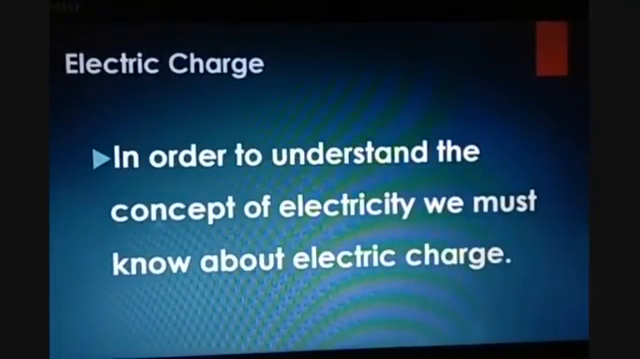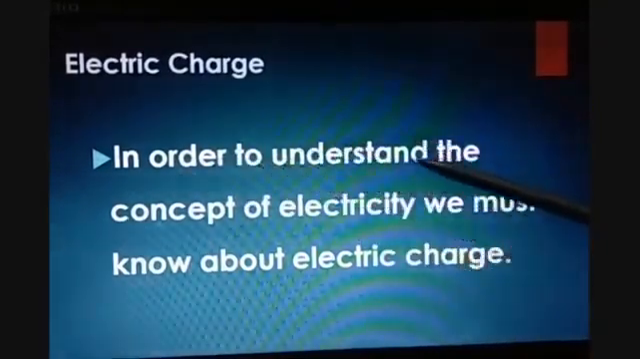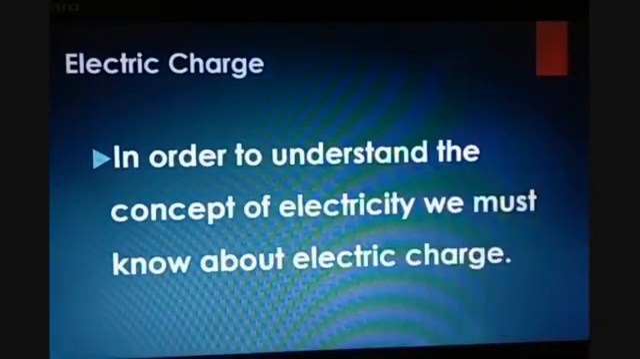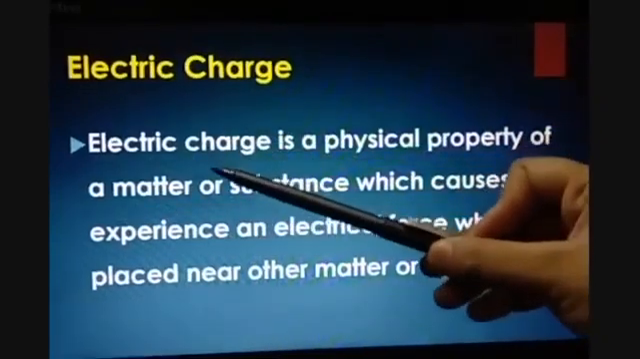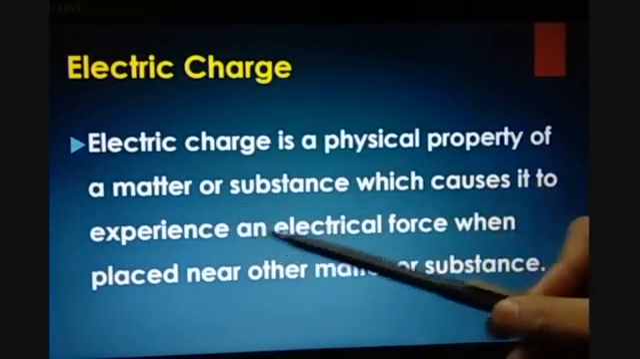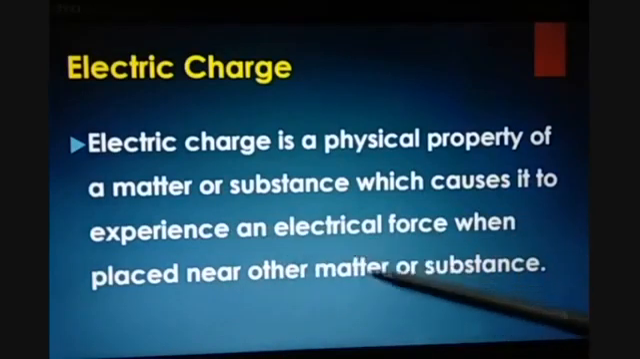Electric charge. In order to understand the concept of electricity, we must know about the electric charge. What is electric charge? Electric charge is a physical property of a matter or substance which causes it to experience an electric force when placed near other matter or substance. So electric charge is the physical property of a matter or substance because of which any electrical force is experienced by another matter or substance.